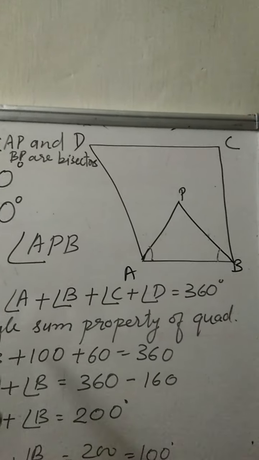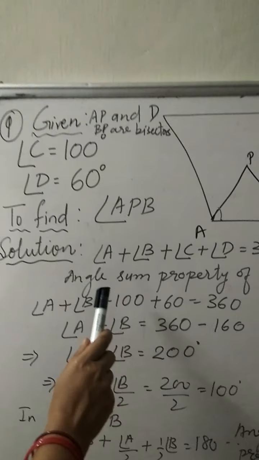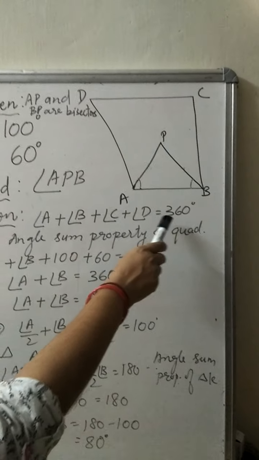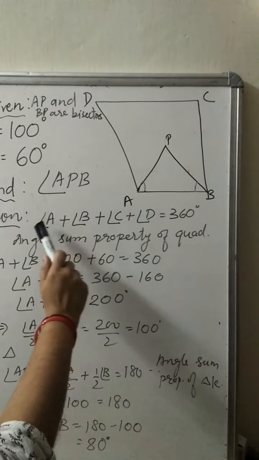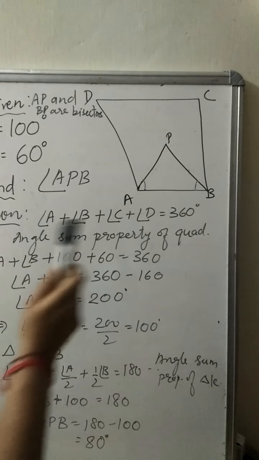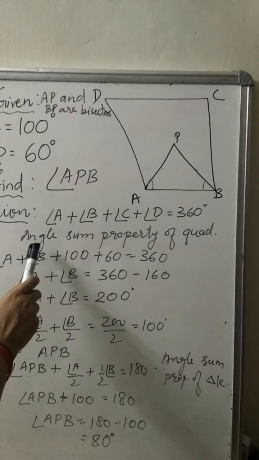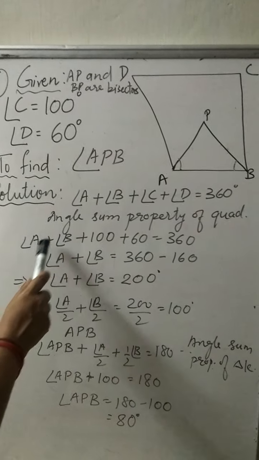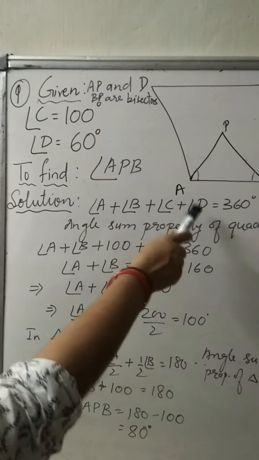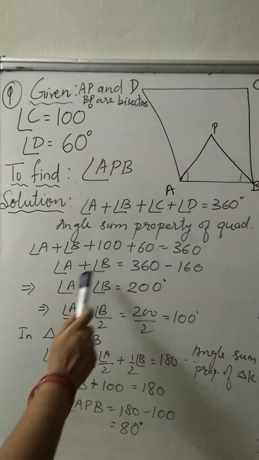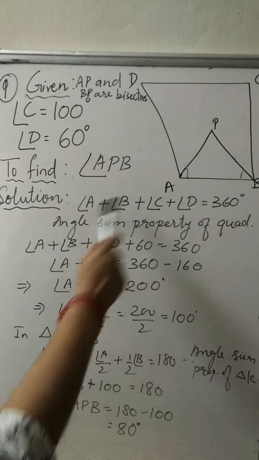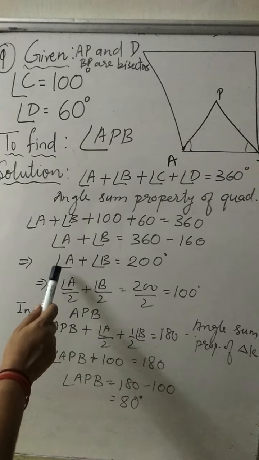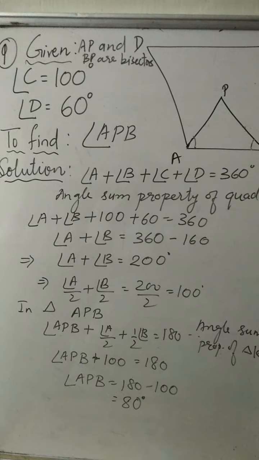Now the solution is, first, we are using the angle sum property of a quadrilateral, that is angle A plus angle B plus angle C plus angle D is equal to 360 degrees. You need to write the reason also for why you have written this statement: because it is the angle sum property of a quadrilateral. Now angle A plus angle B, put the value of C and D which is already given. So I have put it here. Now add 100 plus 60 degrees and from that side it will go and we have to subtract. After solving this, we will get the value of A plus B is equal to 200.